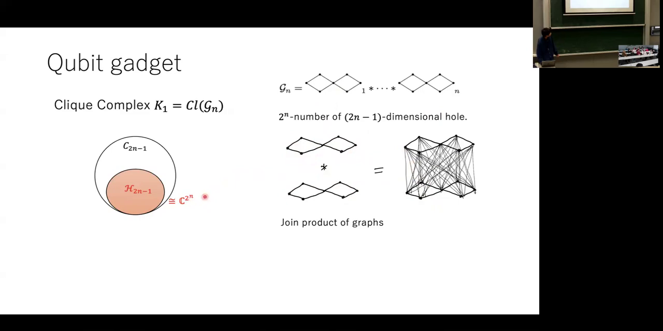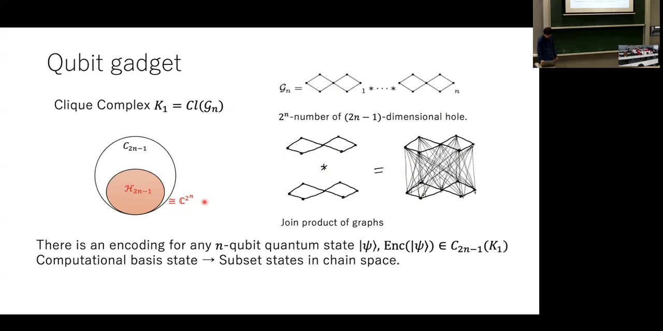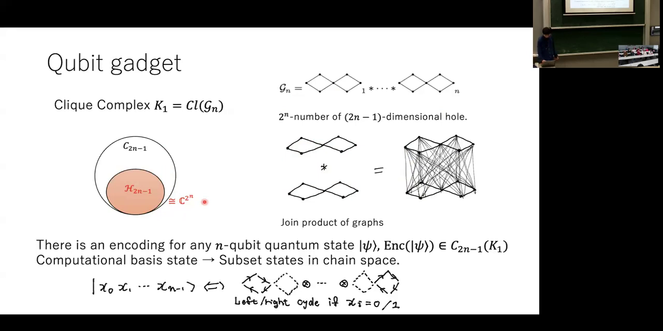If you construct a graph in this way, this clique complex satisfies the following. This is the whole chain space, and its harmonic homology subspace is isomorphic to the n-qubit quantum space. You can encode any n-qubit computational basis state into some chain state in this 2n-1 dimensional space.